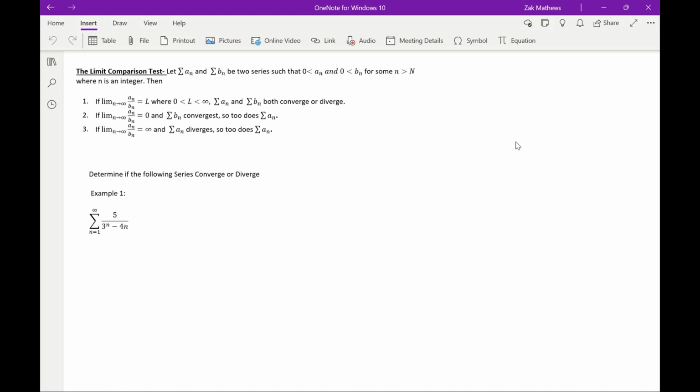In this video, we're going to take a look at the second of the two comparison tests for series, and that is the limit comparison test. And just like with integrals, it's going to work very similar, but we're going to see a few slightly different elements, and we'll see that as we go forward.